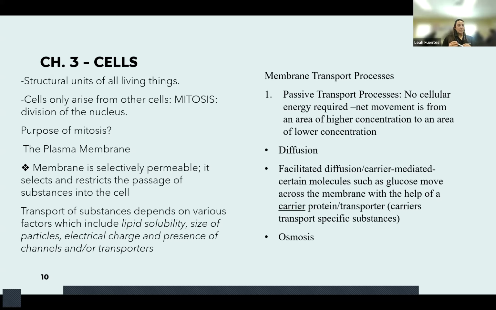Next is diffusion, and I don't have it on here, so I'm just going to read the definition. The net movement of substances down the concentration gradient. So with diffusion, the membrane must be permeable to the substance, therefore it's nonpolar. So again, diffusion is still a passive transport process, and this is the net movement of substances down the concentration gradient.